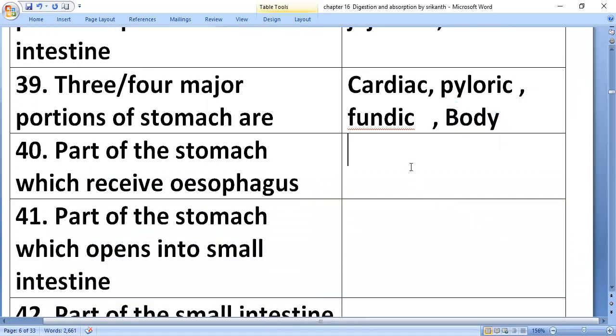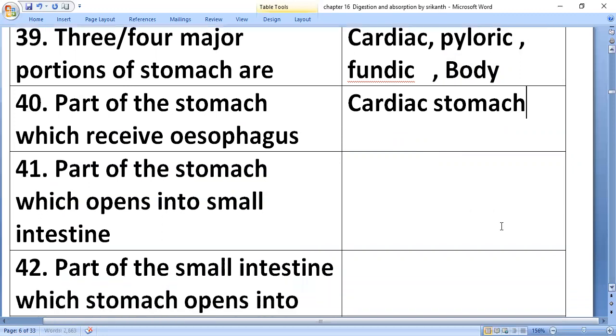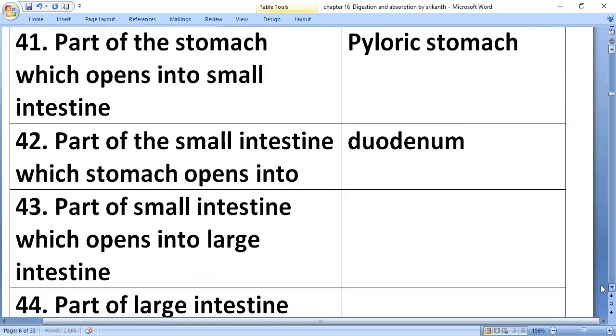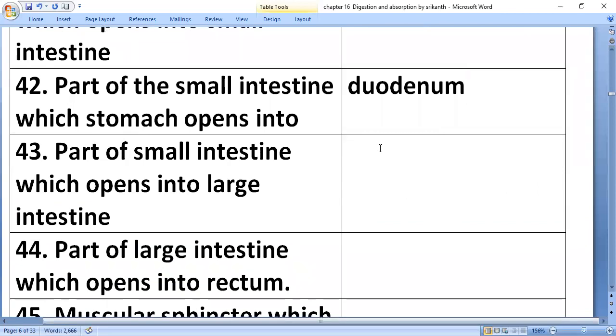The part of the stomach which receives the esophagus is the cardiac stomach. The part of the stomach which opens into the small intestine is the pyloric stomach. The part of the small intestine which the stomach opens into is the duodenum. The part of the small intestine which opens into the large intestine is the ileum.